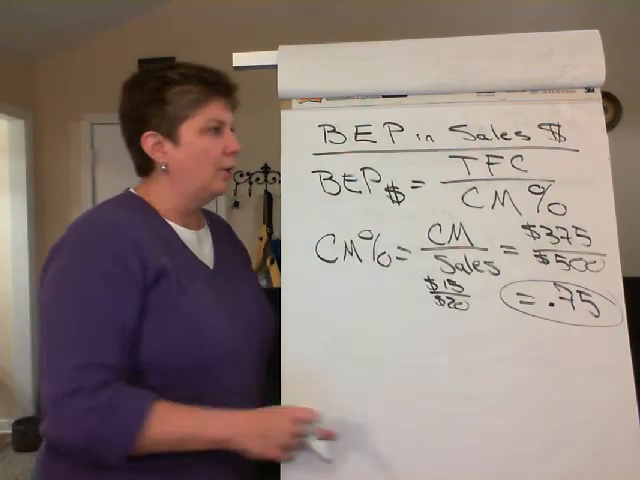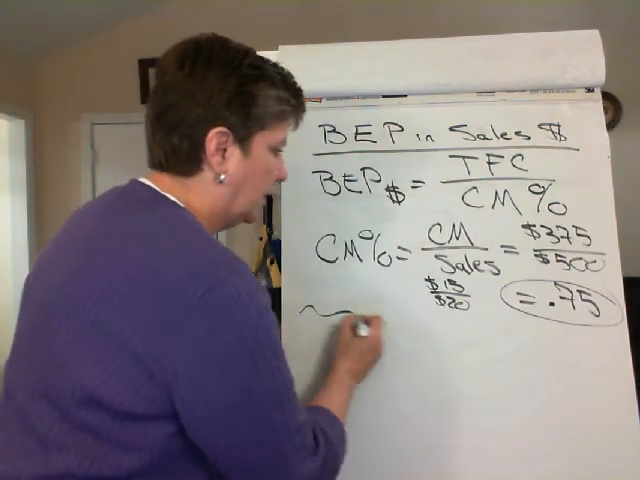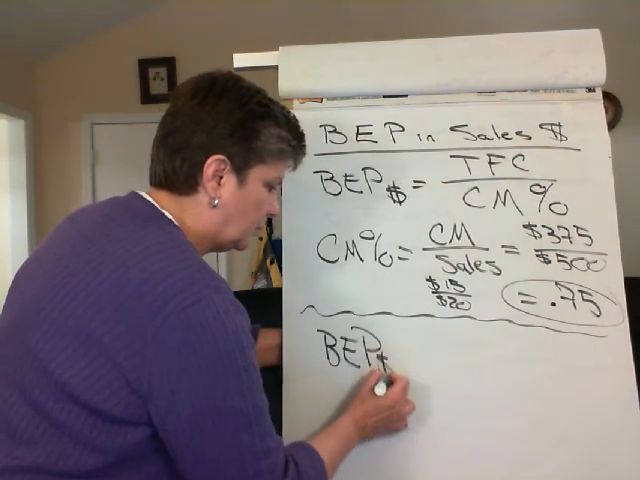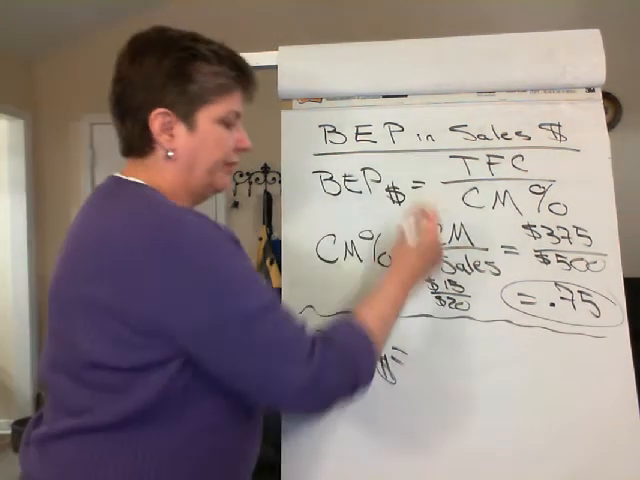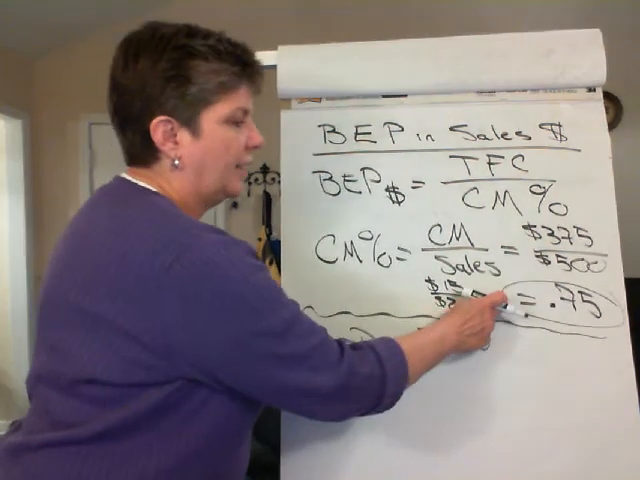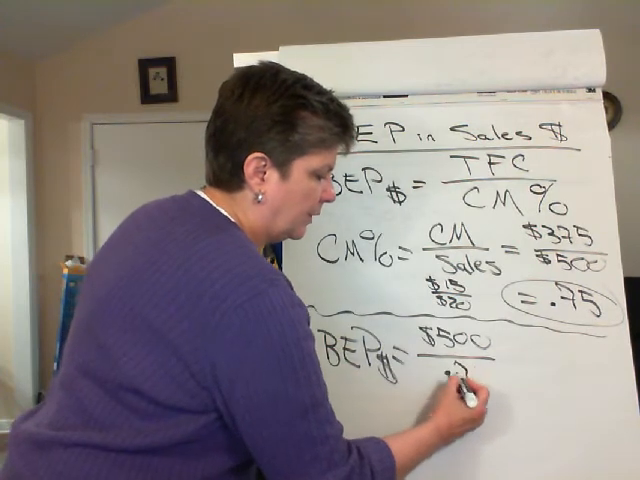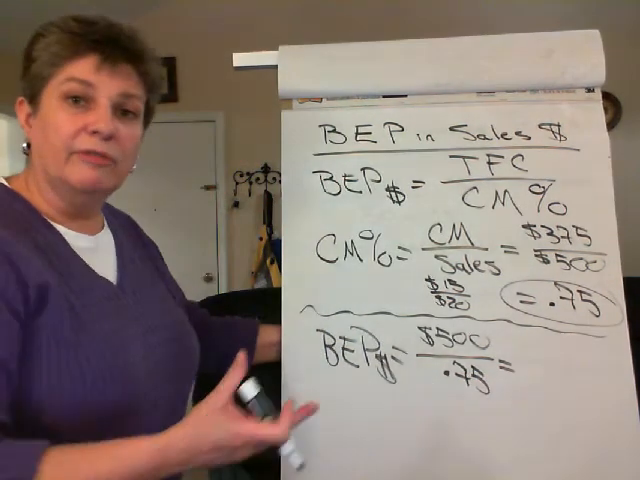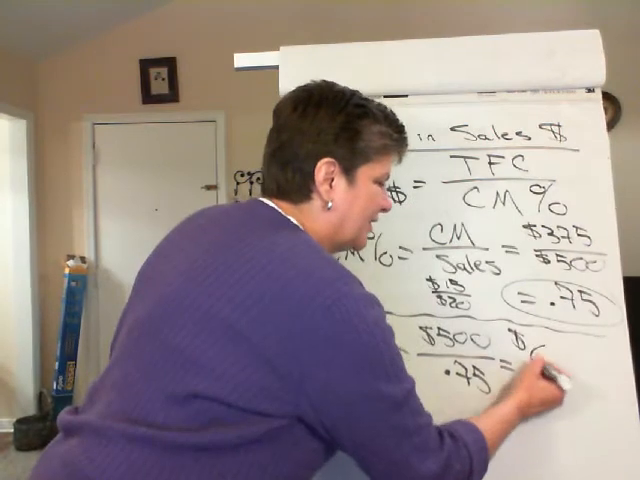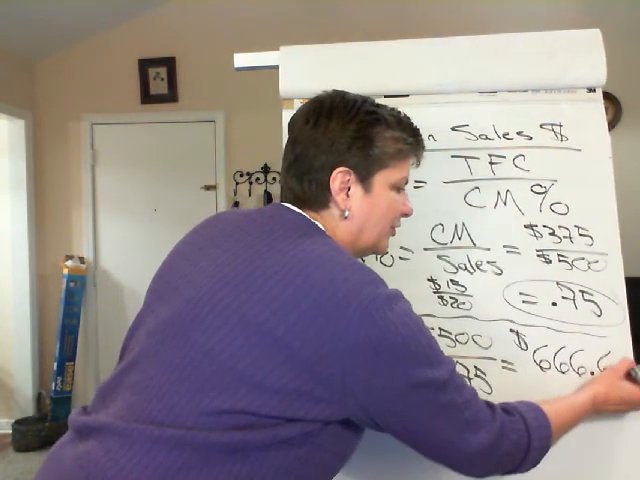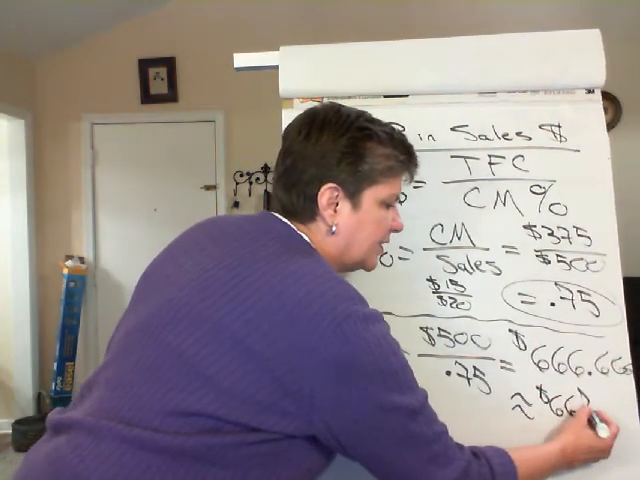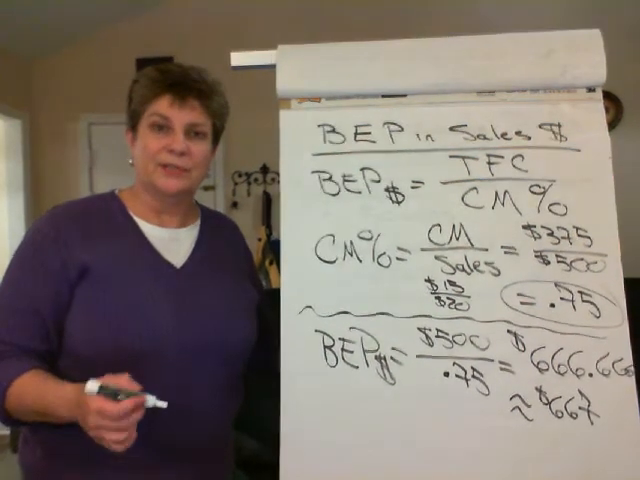Now that we've got the ratio, we come back to our break-even point formula. And our break-even point in sales dollars for this set of data is total fixed costs, remember our total fixed cost for this data was $500, divided by the contribution margin ratio of 0.75, and 500 divided by 0.75 yields another odd number, $666.666. So approximately $667 is our break-even point in sales dollars.